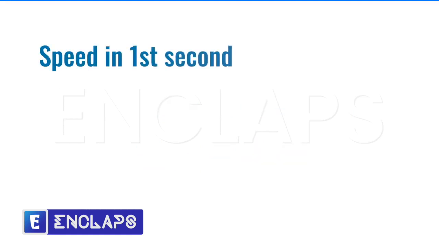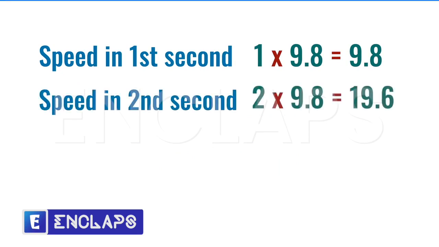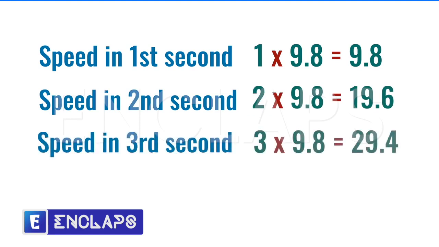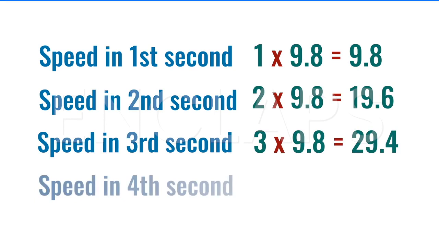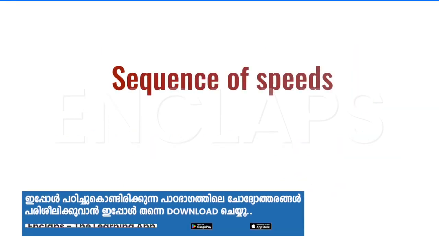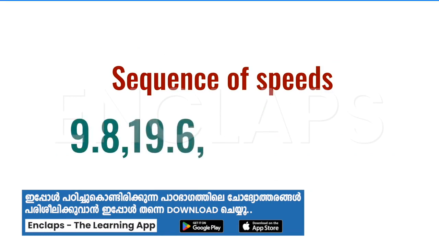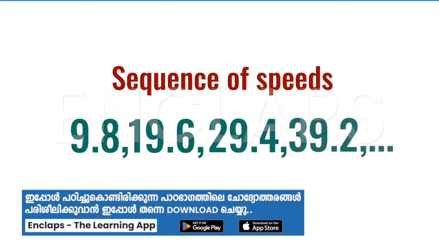If we consider the speed in each second, for the first second the speed will be 1 into 9.8, which is equal to 9.8, and for the second second the speed will be 2 into 9.8, which is equal to 19.6, and for the third second the speed will be 3 into 9.8, which is equal to 29.4. Similarly, for the fourth second the speed will be 4 into 9.8, which is 39.2. So here the sequence of speeds can be written as 9.8, 19.6, 29.4, 39.2, etc.